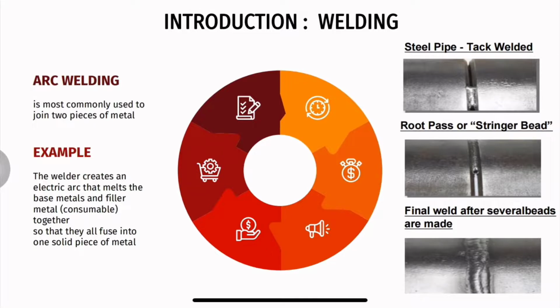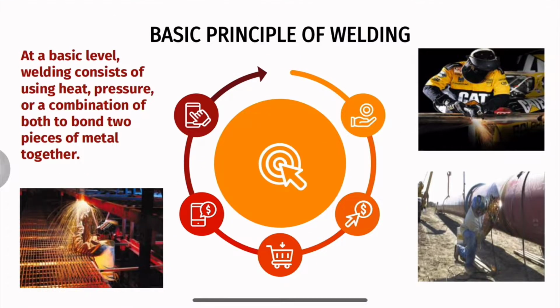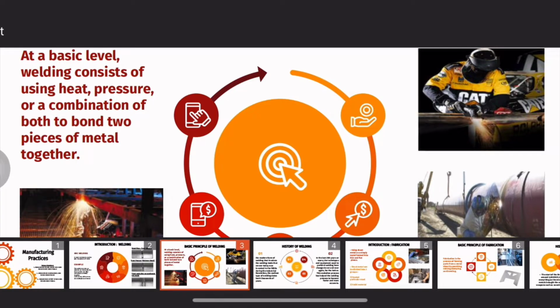Okay, there are examples of the result of welding. Steel pipe, tack welded, and the second one root pass or stringer bead, and the third one final weld after several beads are made. Okay, we go to slide 3. Basic principle of welding. At a basic level, welding consists of using heat, pressure, or a combination of both to bond two pieces of metal together.